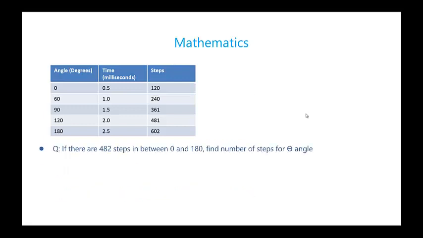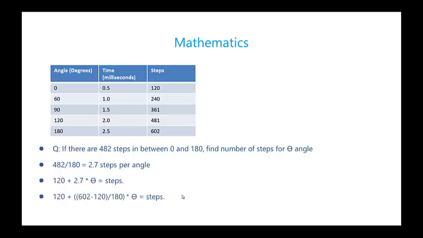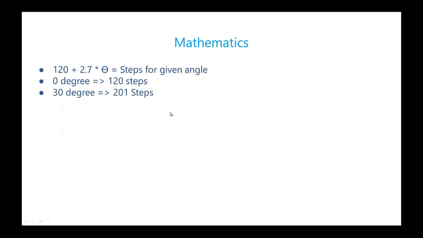So the next question is, if there are 482 steps from 0 to 180, find the number of steps for angle theta. That means for any given angle, we want to find out the steps required. First we need to find out the steps per angle. That gives us the equation: 120 plus 2.7 times theta gives us the number of steps, or 120 plus (602 minus 120) over 180, times theta. If we substitute 0 for theta, we get 120 steps, and if we substitute 30, we get 201 steps.